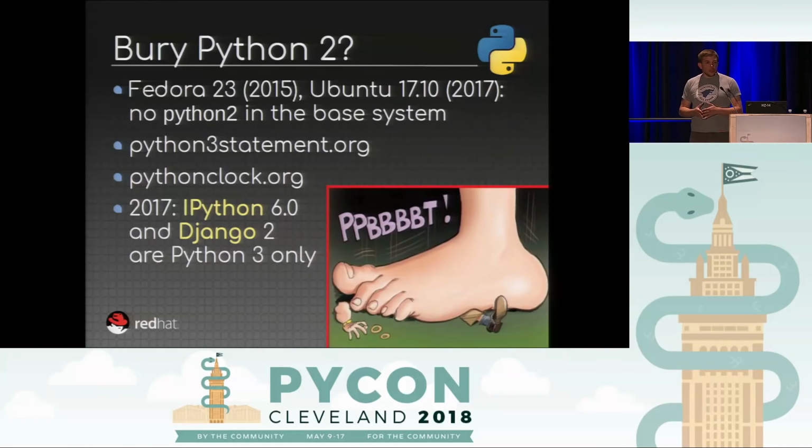And last year, we started to see major Python applications like IPython 6 and Django 2, which dropped Python 2 support. So they are now Python 3 only. And in my opinion, for the case of Django, it's a very strong signal because Django is a big project, used by a lot of people. So if Django is able to move to Python 3, maybe you are also able to do that.